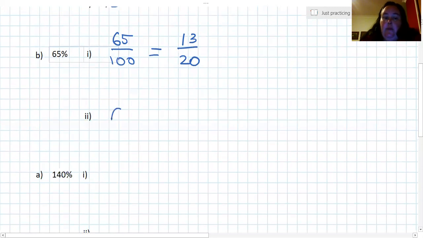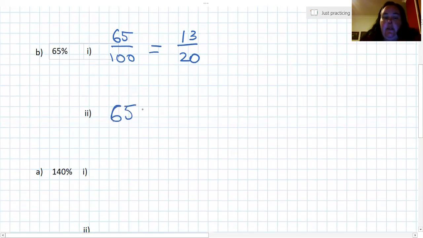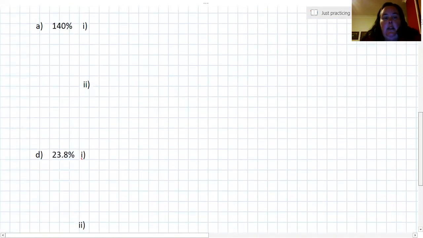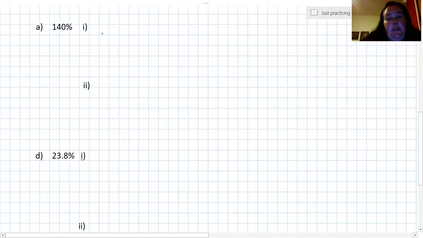Well, we start with the percentage and we divide it by 100. And that gives us, moving the decimal point 2 places over or using your calculator, 0.65. Done.